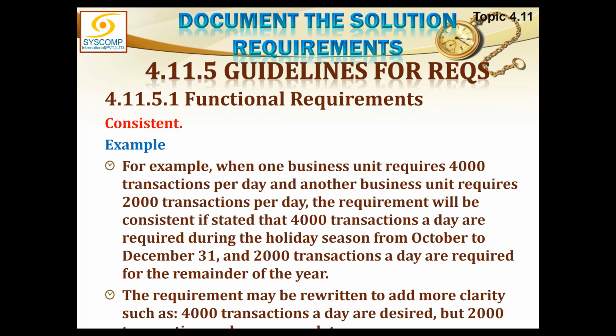For example, when one business unit requires 4,000 transactions per day and another business unit requires 2,000 transactions per day, the requirement will be consistent if stated that 4,000 transactions a day are required during the holiday season from October to December 31, and 2,000 transactions a day are required for the remainder of the year. So you have specified and cleared the inconsistency. The requirement may be rewritten to add more clarity, such as 4,000 transactions a day are desired, but 2,000 transactions a day are mandatory. You see how it has been further clarified.